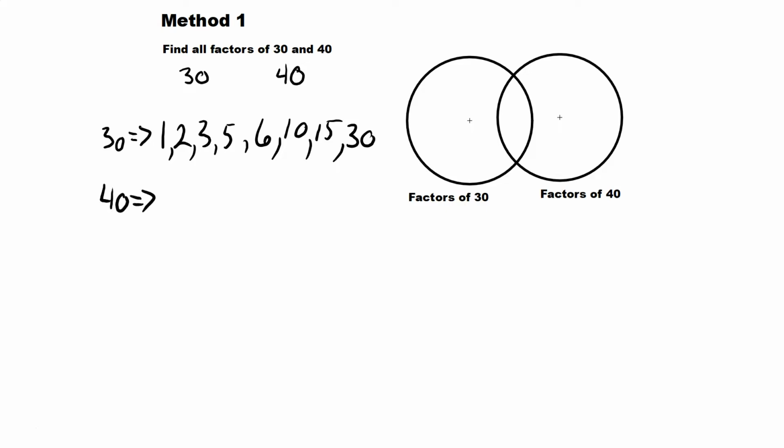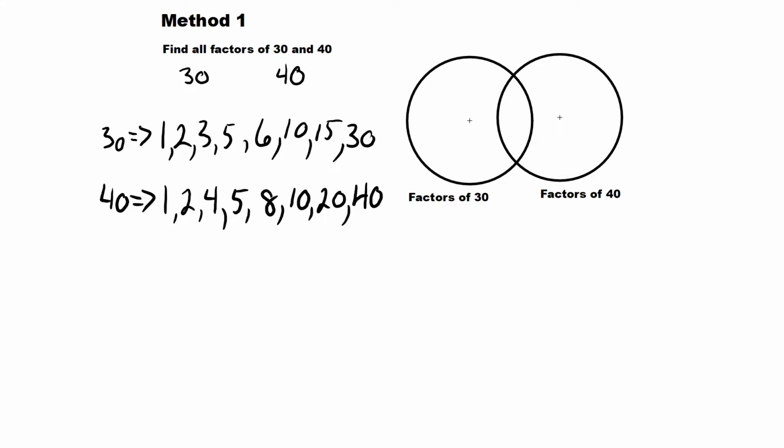Now looking at 40, use a similar approach. I've got a 1 and a 40. I've got 2 and 20. Now 40 is not divisible by 3, but it is divisible by 4. So I'll do 4 and 10. And then 5 and 8. Now I've got all the factors of 40.